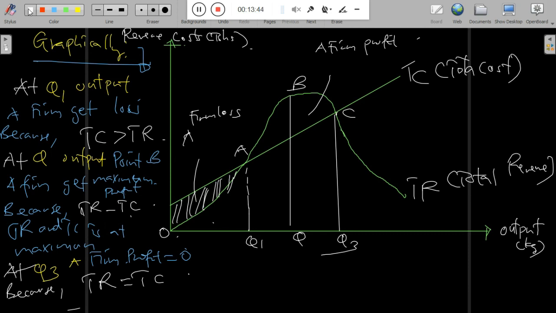So at output Q3 is whereby there is a firm's profit which is equal to 0 because the total revenue is equal to total cost. As you can observe, that is located at point C over there.